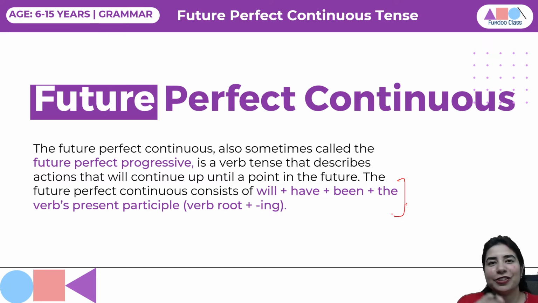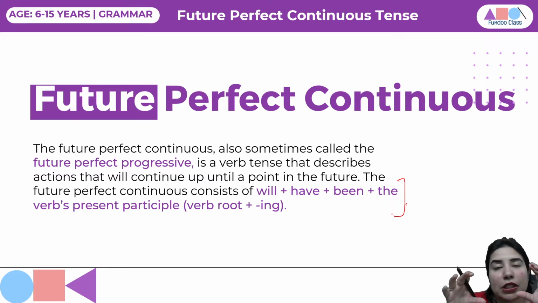So I'm sure you have written it. So let's talk about where do we use future perfect continuous. We also name it future perfect progressive. So don't get worried if you encounter the term future perfect progressive. Future perfect continuous and future perfect progressive, both these terms can be used interchangeably.